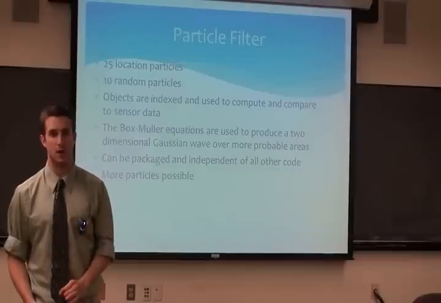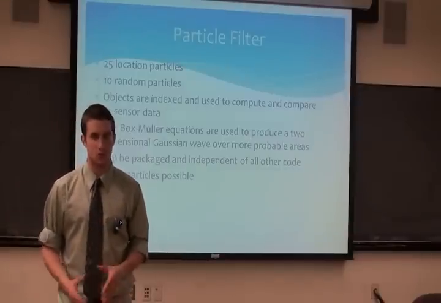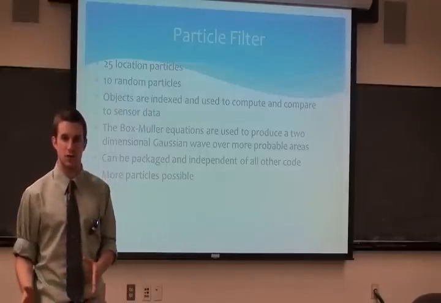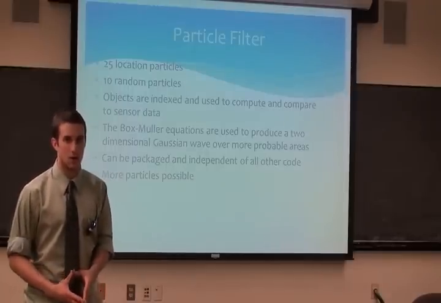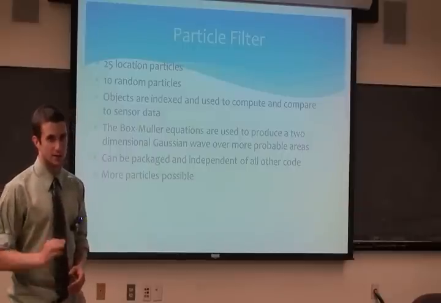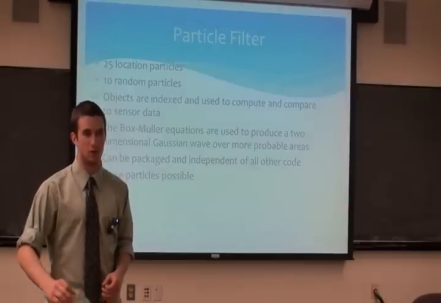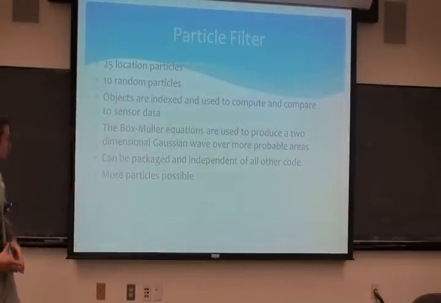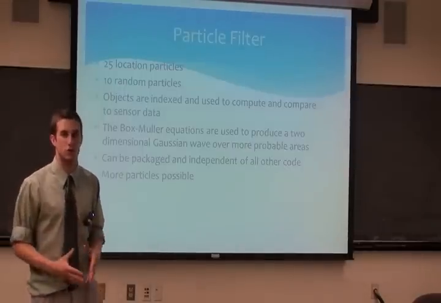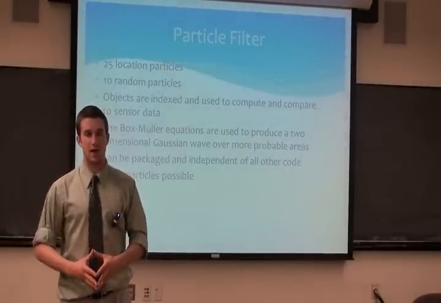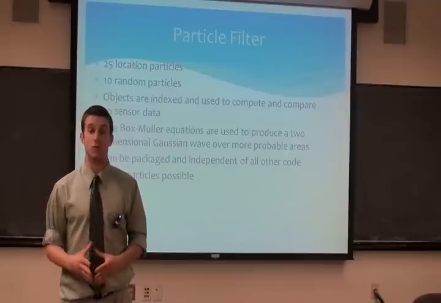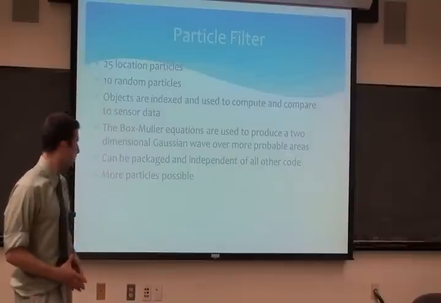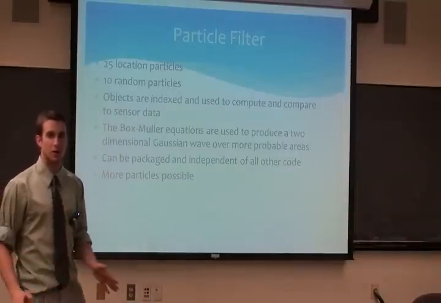This is a crucial feature because we would be able to detect cylinders, corners, and different types of objects that we actually know in real life and match the sensor data to an object. This provides a very efficient and stable particle filter, not requiring as much processing power. Another interesting fact is that we use the Box-Muller equations to create a 2-dimensional Gaussian wave over the actual robot location. This way, if the robot shifts to the right or left, we would know a lot faster than using more random particles. And finally, it can be packaged and is independent of all code.